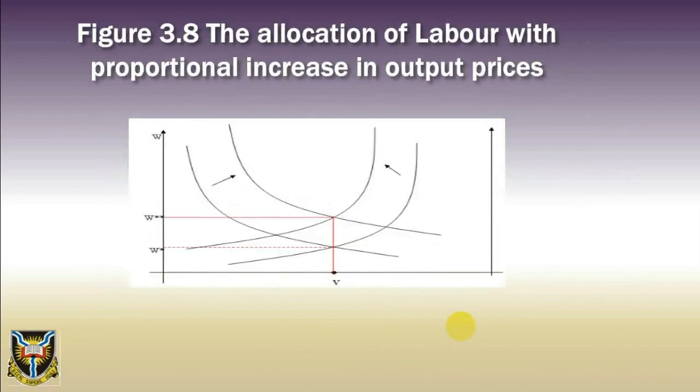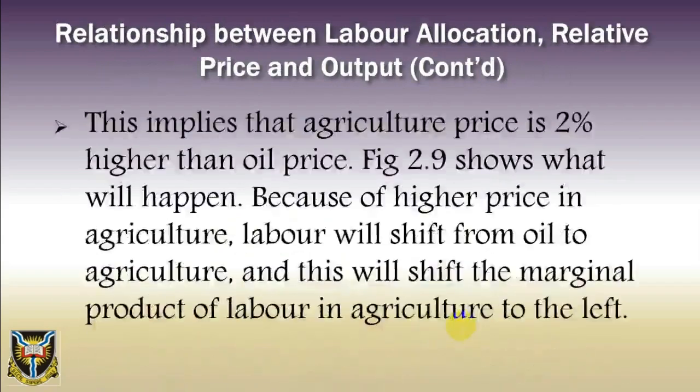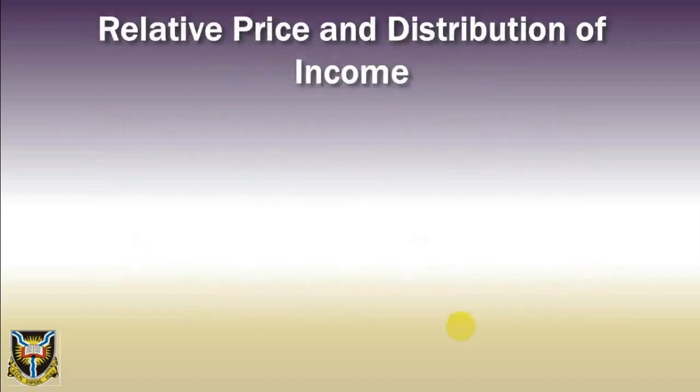Now consider a disproportionate change in relative price. Assuming that oil price rises by 5%, while agricultural price rises by 7%. This implies that the agricultural price is 2% higher than the oil price. Figure 3.9 shows what will happen. Because of the higher price in agriculture, labor will shift from oil to agriculture, and this will shift the marginal product of labor in agriculture to the left.